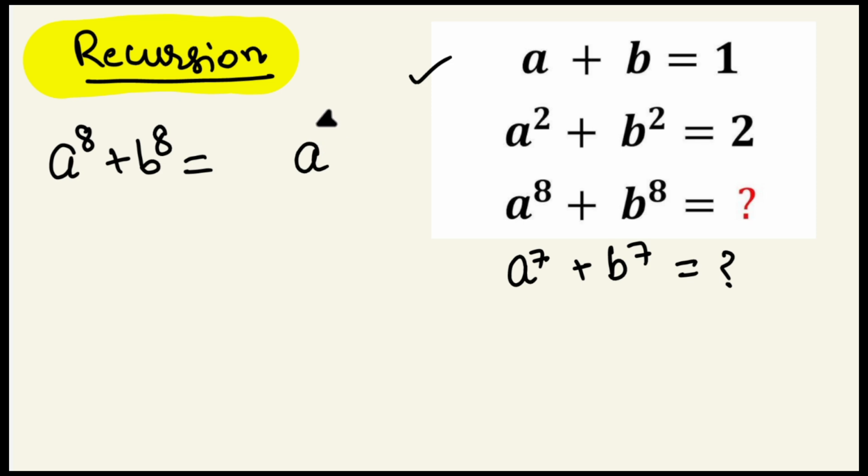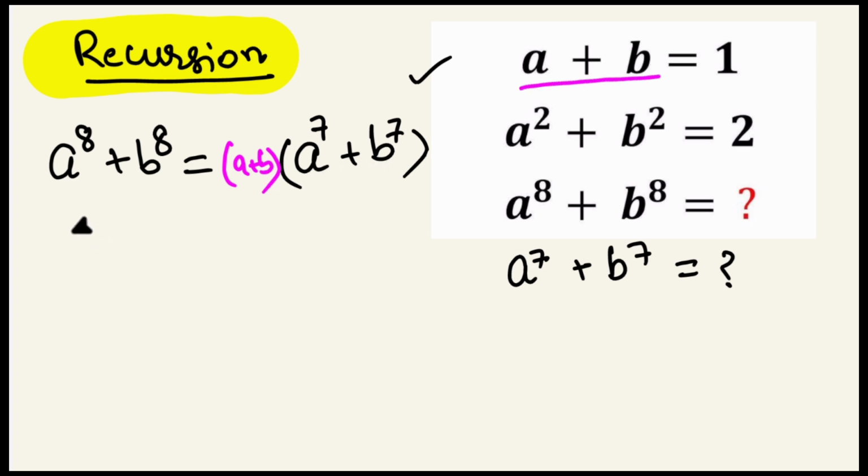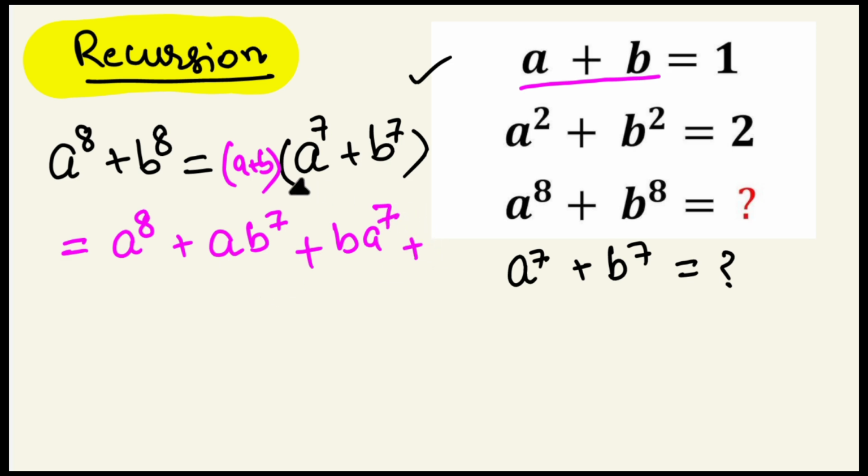So we already know the value of a to the power 7 plus b to the power 7, and we'll multiply this with something. So if we multiply this with a plus b, we already know the value of a plus b from here. What will this become? a into a to the power 7 will become a to the power 8, plus a into b to the power 7, plus b into a to the power 7, plus b into b to the power 7 will become b to the power 8.